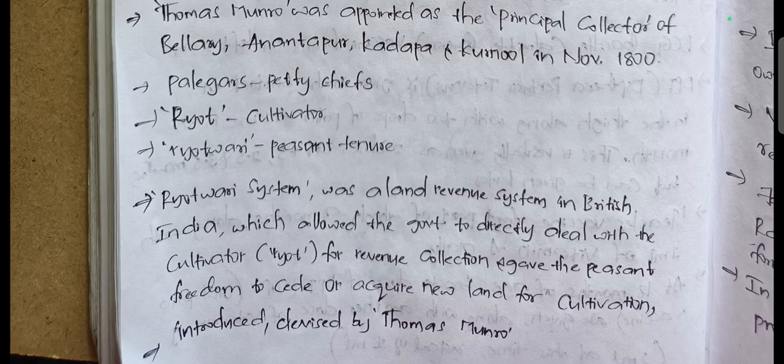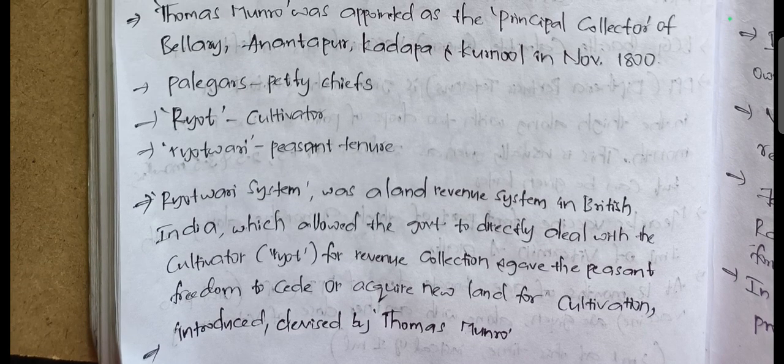Actually, zamindars used to collect the revenue from the small farmers and give that revenue to the government. In that process, the government was unable to gain the profit. So in this Rayatwari system, they collect the land revenue directly from the small farmers, so they can know which crop has to be grown in which type of soil, and they can get more profit than in the zamindari settlement. This was devised by Thomas Munro.